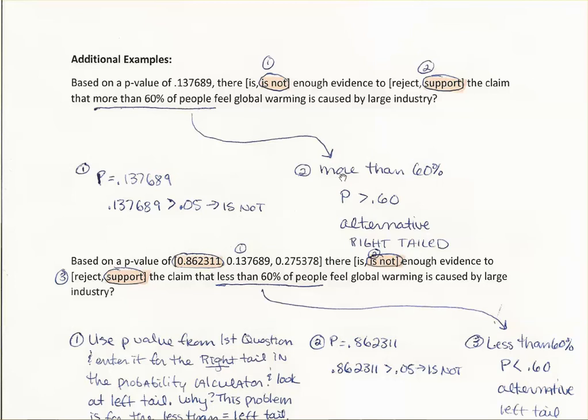So this is where you have more than 60%. P is more than 0.6. Well, if you look at this, more than is an alternative. So you know that if you're using the alternative, you are going to support. So there you go. That's how you answer the first part. Not too bad, right? And I do show the work down here for that first part.